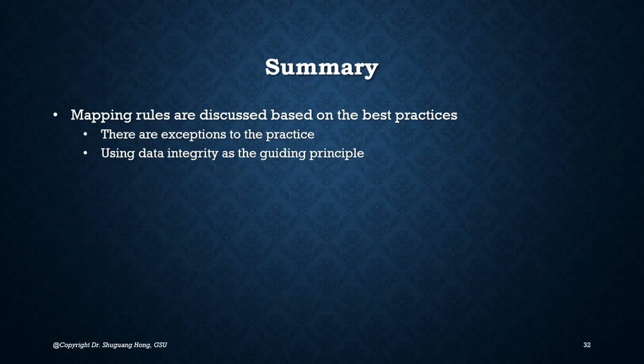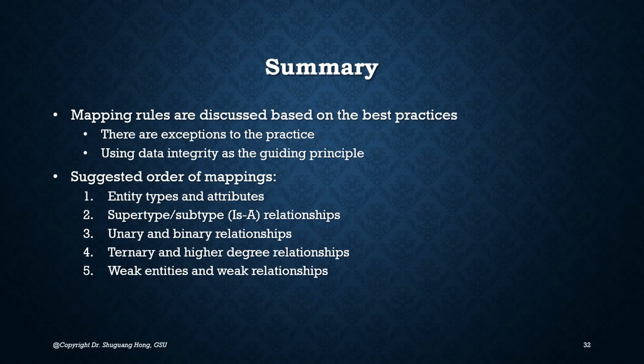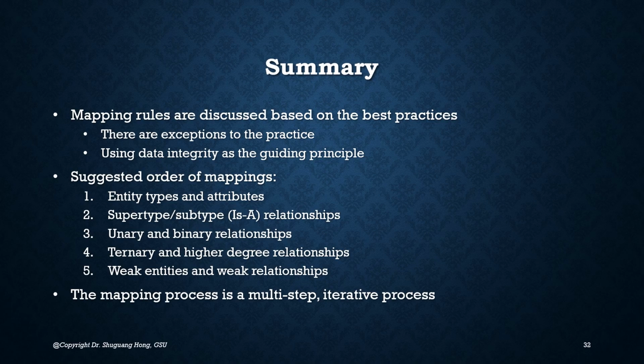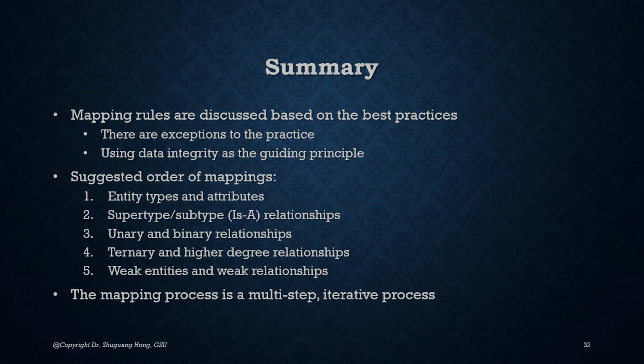Summary. Mapping rules are discussed based on the best practices. There are exceptions to the practice. Using data integrity as the guiding principle. Suggested order of mappings. First, entity types and attributes. Second, supertype/subtype relationships. Third, unary and binary relationships. Fourth, ternary and higher degree relationships. Fifth, weak entities and weak relationships. The mapping process is a multi-step, iterative process.